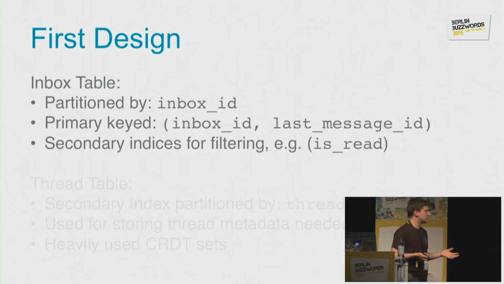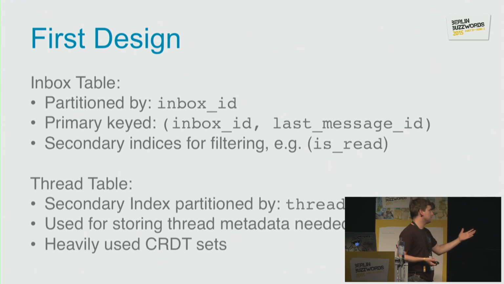So we came up with the first design. It was pretty simple. We had a table for inboxes. It was partitioned by inbox ID. It was primary keyed by inbox ID, last message ID. For those not familiar with Cassandra, if you have stuff in a primary key, basically data is ordered by your primary key. So that effectively meant that data is ordered from the most recent to less recent stuff. And we used secondary indices for filtering. The filters were small, they were like 3 values for a filter at most, so they were a good fit.